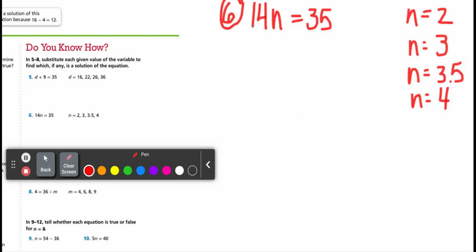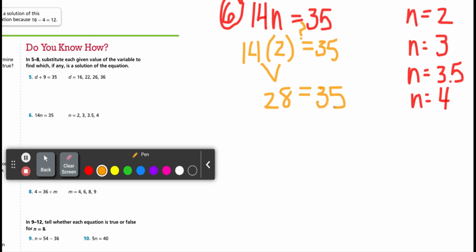Let's do one last example. Number 6. For number 6, we have 14n equals 35 when n equals 2, n equals 3, n equals 3.5, or n equals 4. Your first step is going to be to plug in. What does it mean when we have a number and a variable right next to each other, like 14n here, or 14 with the 2 in parentheses? It means multiplication. So is 14 times 2 equal to 35? Well, 14 times 2 is 28. Does that equal 35? No, it does not. So n equals 2 does not work.